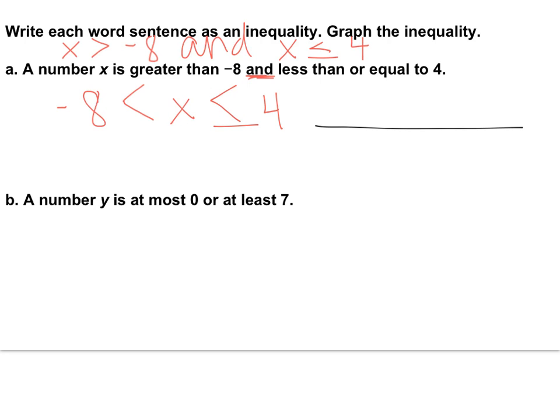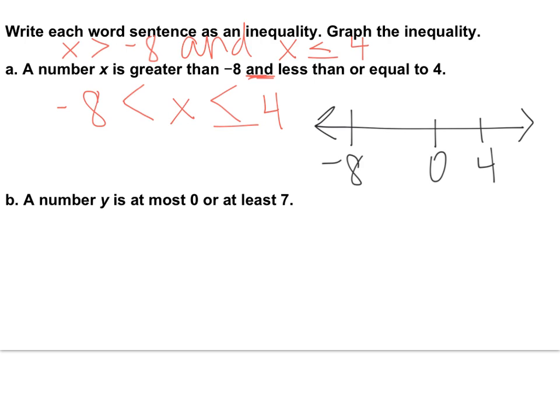Now I'm going to make my number line. So I'm going to do -8, 0, and 4. And notice my 0 and 4 are closer to each other because that's how it would be on a number line.